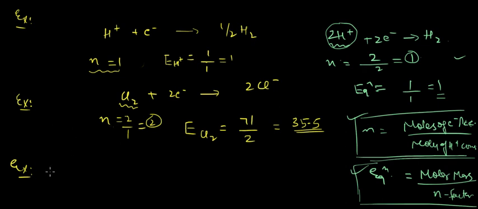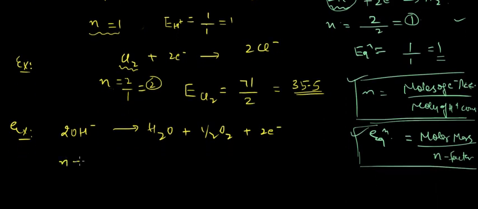Next we have 2 moles of OH minus forming H2O plus half moles of oxygen plus 2 electrons. So here the n factor would be the number of moles of electrons accepted or released, which would be 2 here, divided by the number of moles of OH minus consumed, which would again be 2, so the n factor is 1, and the equivalent weight you can calculate with the same formula.